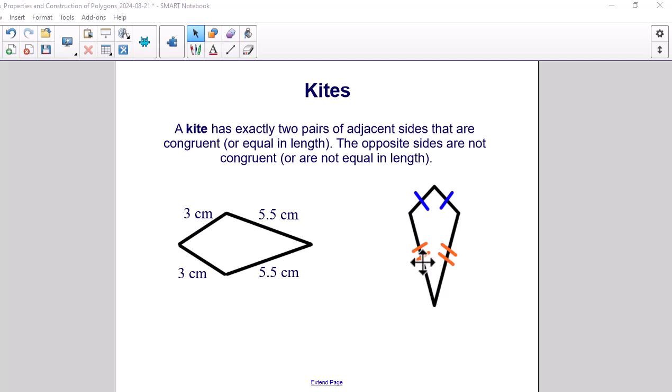Same thing can be said down here with the two sides that are adjacent or next to each other with the two red markings. They are congruent or equal in length. Also notice that opposite sides are not congruent or not equal in length. So opposite of this is this longer side, and the same could be said for the upper right and the lower left. Making this more concrete, let's take a look at an example with numbers. Here we have a kite laying on its side, and you'll notice that the upper left and lower left are both 3 centimeters, and the upper right and lower right are both 5.5 centimeters. This meets the definition of a kite.